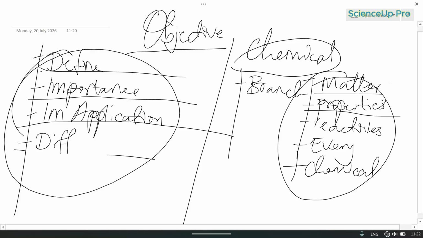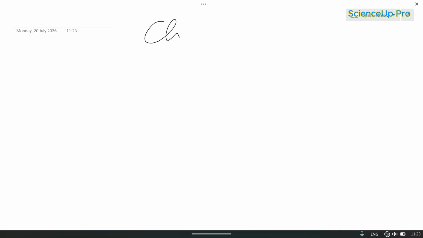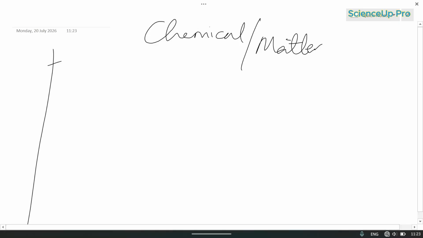Properties, what are properties? Properties are how matter behaves. That is a simple explanation. How matter behaves, how it reacts, how it combines, and everything you have to know about that matter. Now, when I say chemistry is a branch of science that studies matter, what is matter? We are going to learn more about this in further modules, but this is just a brief introduction to matter.